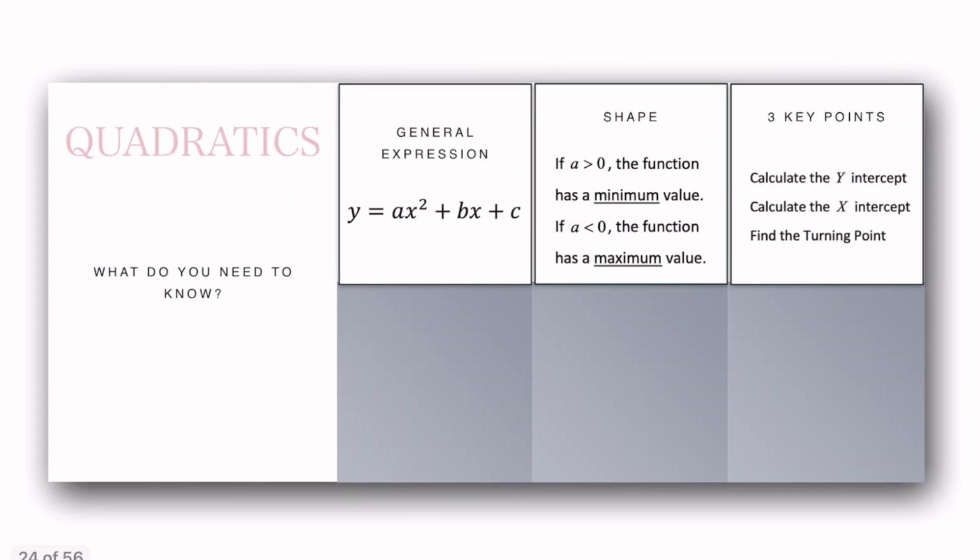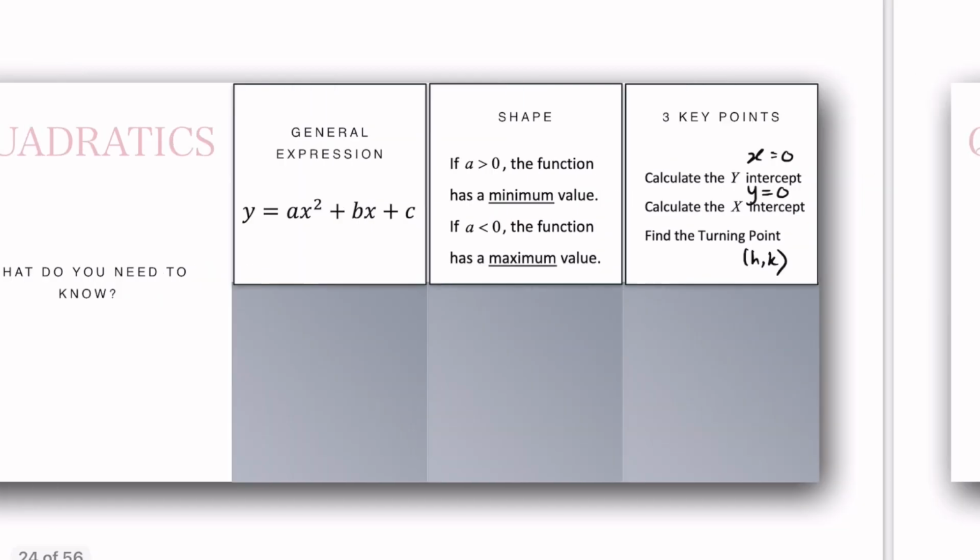All right. To be able to sketch a quadratic function, there are 3 key points that you always need to find. So you need to firstly calculate the y-intercept. So that means when x is equal to 0. You need to calculate the x-intercepts. So that's when y is equal to 0. And you need to find the turning point, which is generally our h and k. And the next slide will show you how to find that turning point.